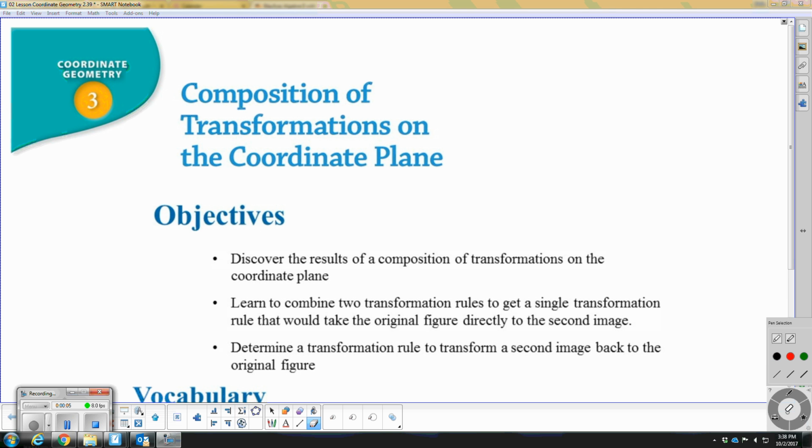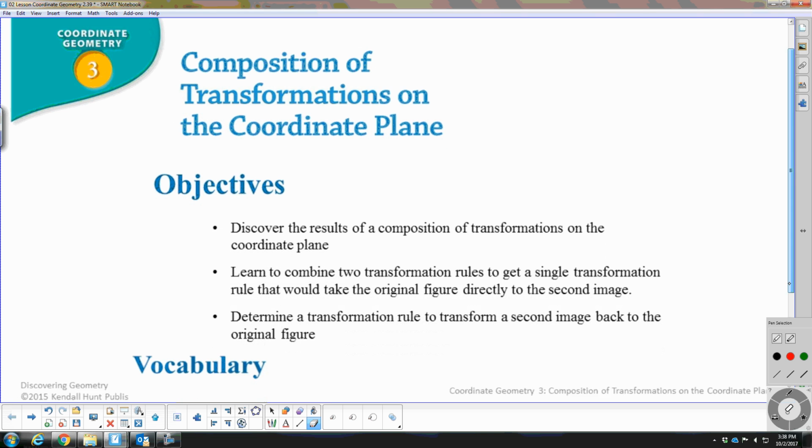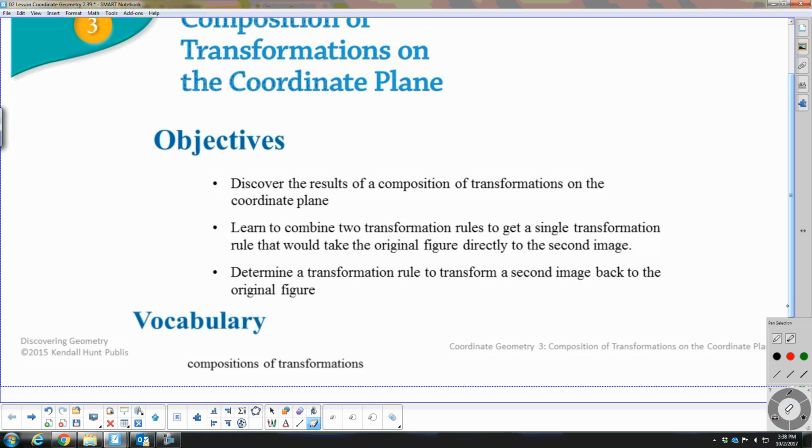Calling this 2.39, but it's just a supplementary lesson about coordinate plane transformations. This is about compositions. So the last supplementary lesson we did was about transformations in a coordinate plane. This lesson is about transformations of transformations in a coordinate plane.